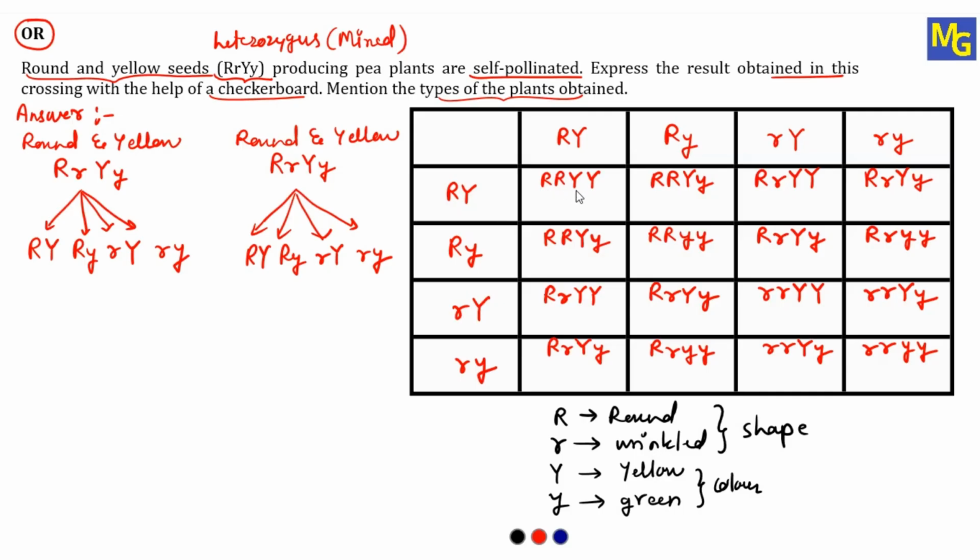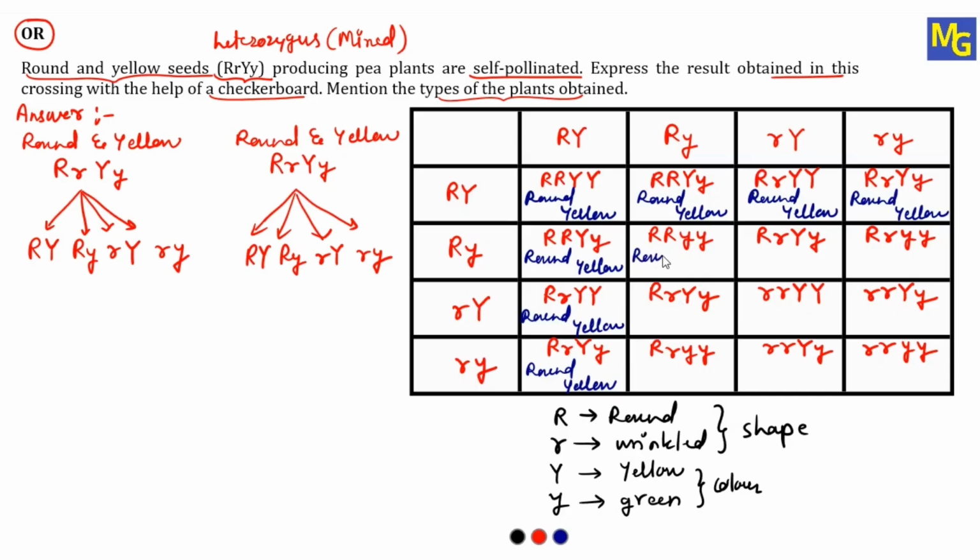So we'll write, see here, capital R, capital Y means it is round and yellow. So I'll write round, yellow. And again the next one is the same, round, yellow. At least one should be capital Y, so it will become yellow. So this will also be round yellow. This is also round yellow. I hope you are understanding. You have to search for the capital letter. Physical character depends on the dominant gene, that is capital Y. So this is also round yellow. Here also it is round yellow. See, this is also round yellow.